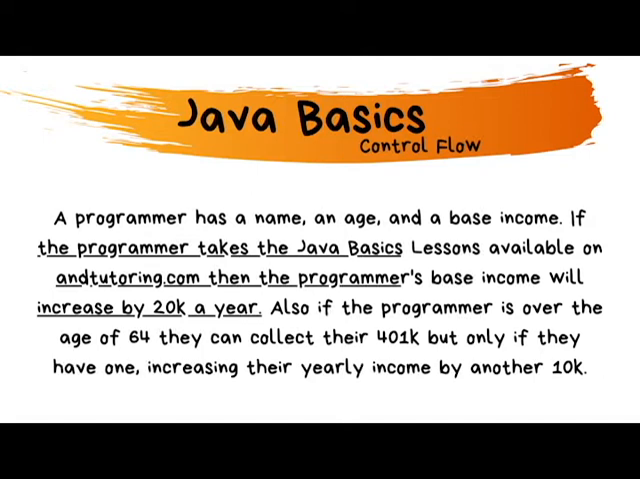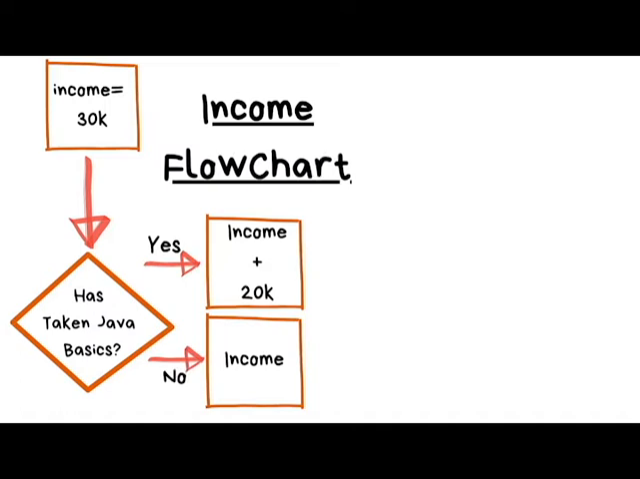The next part we want to worry about is the second part where it says if the programmer takes the Java Basics lesson on Tutoring.com, then the programmer's base income will increase by $20K a year. Now we want to create a flowchart to represent this. So to start, we want to say that the base income is 30K. And then moving on, we want to ask, have they taken the Java Basics course? If they have, then we increase it, and if they don't, we don't increase it.